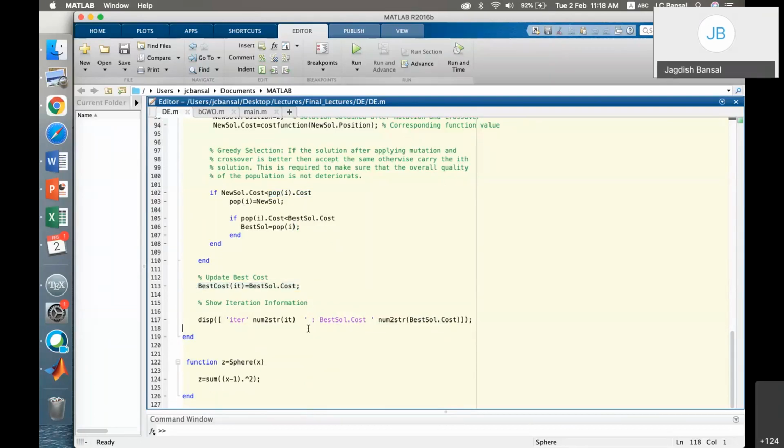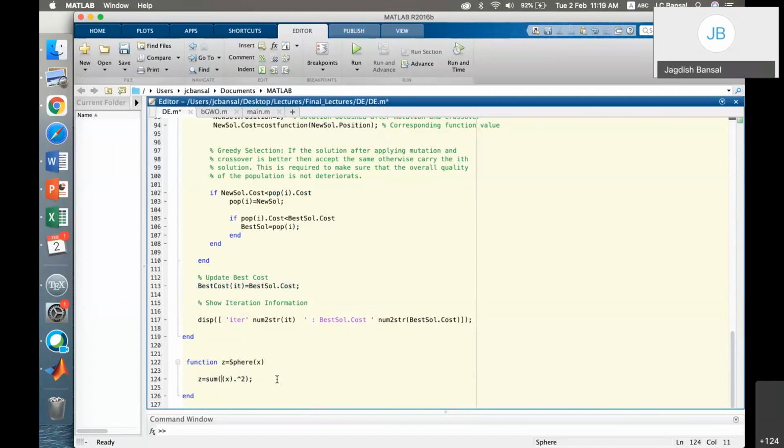And these are just for the display of the results. And here is the definition of the sphere function: sum of x1 square plus x2 square, dimension wise squares. That's all. This is such a simple code.